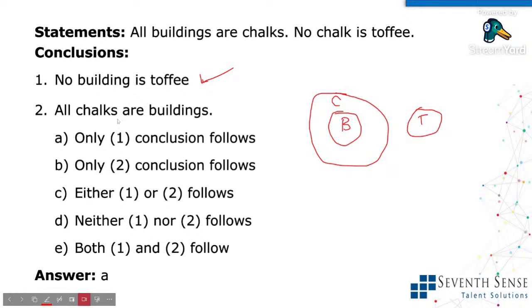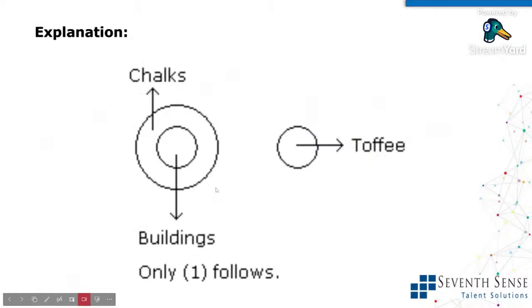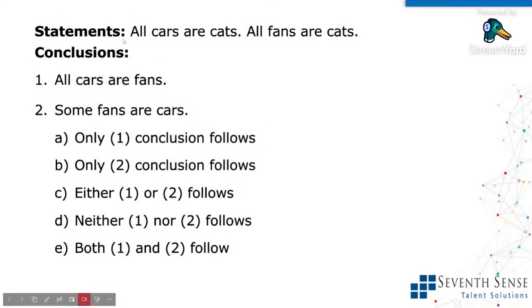All chalks are buildings? No, it is actually the vice versa. All buildings are chalks. So it is wrong. Only conclusion one follows. That is what we have for option A. Now we are gonna see the next one. Chalks and toffee. That is what it is. Now quickly see the next one.